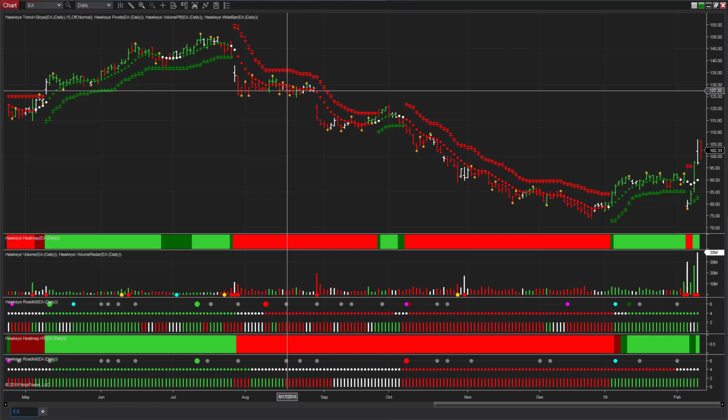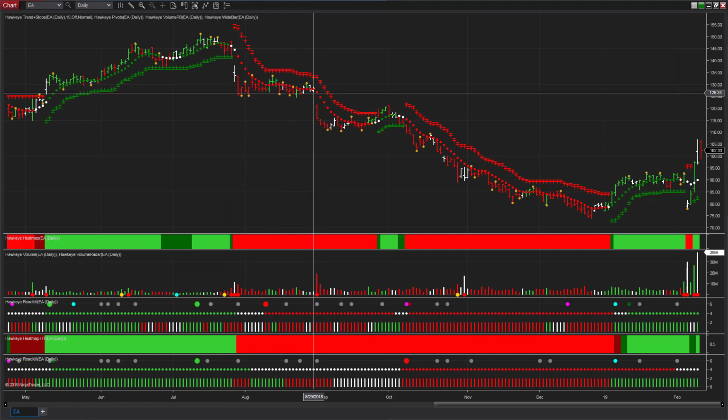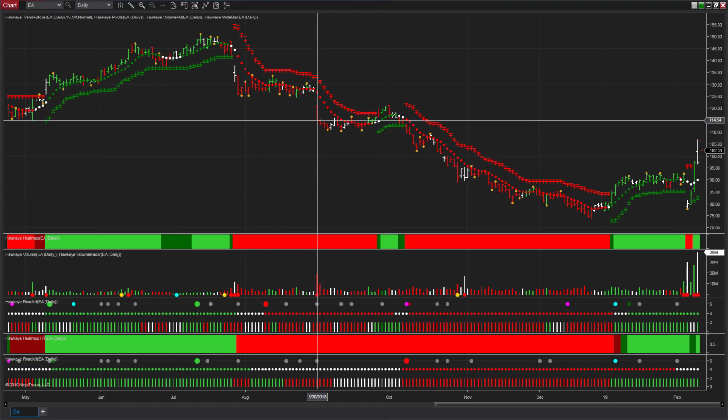But that initial signal, if we understand consolidation and congestion rules, we see that we are trading within congestion, so we cannot enter at that point because we're trading inside of congestion. We need to see a break of congestion in order to confirm that. And we didn't get that break until right here, where price broke out.